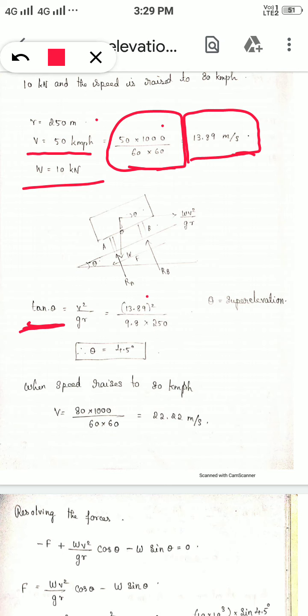Substitute the V value, G value and R value. Everything is given in the question. G is 9.8, the acceleration due to gravity. From that you can calculate theta is equal to 4.5 degree.